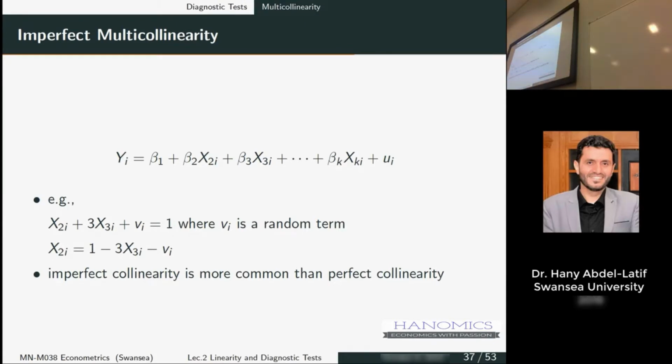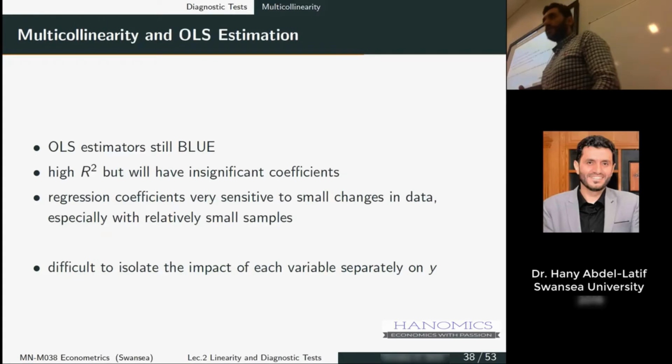As I said, the first one is not a big problem because most software will warn you and tell you there's a problem. Some of them will not even estimate the model. But in this case, you will have an estimation, and we will see now what will go wrong. If there's imperfect multicollinearity, we will estimate the model and we will get an estimation. What will be the problem with this estimation?